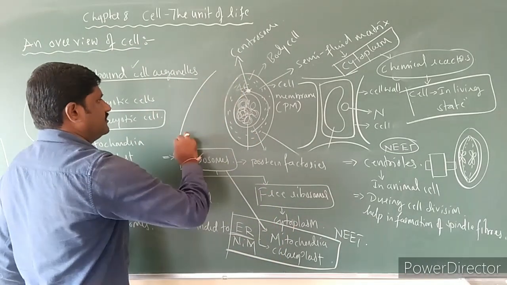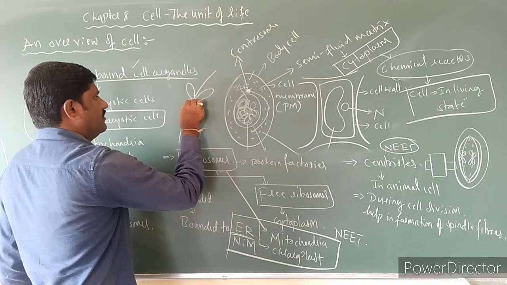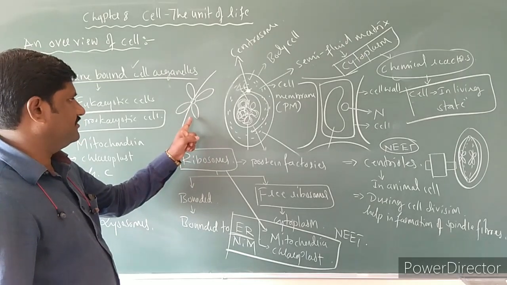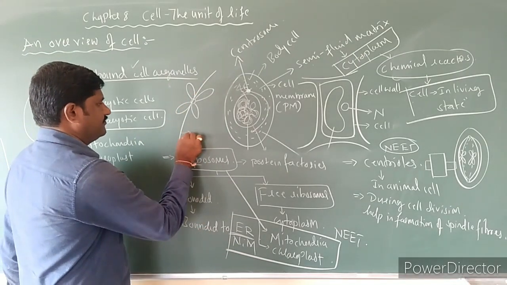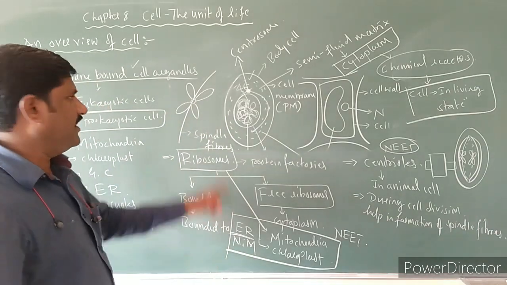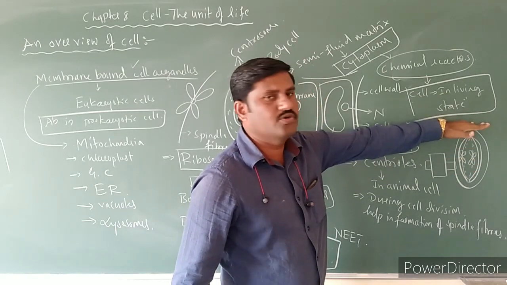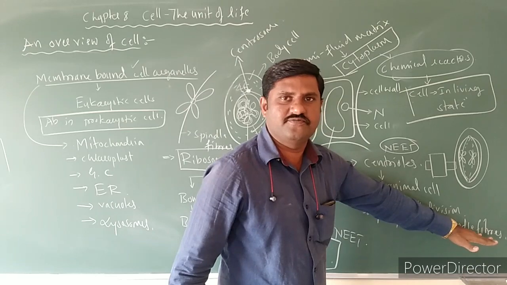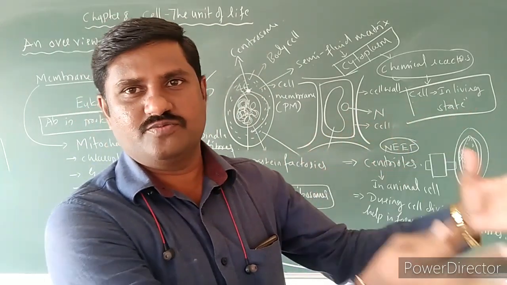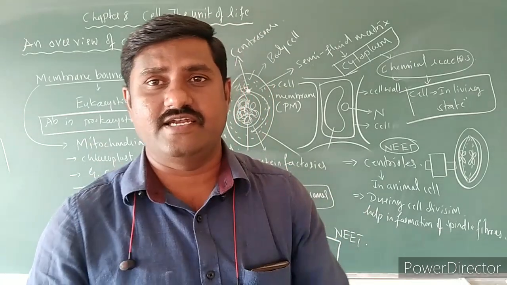So you can see here, this is one spindle fiber with the centromere of the chromosome attaching over here. Like this. So this is nothing but spindle fiber. Along with the spindle fibers, the chromosomes move towards both sides. Half of the chromosomes move towards this pole, half towards this pole, and the cell divides.